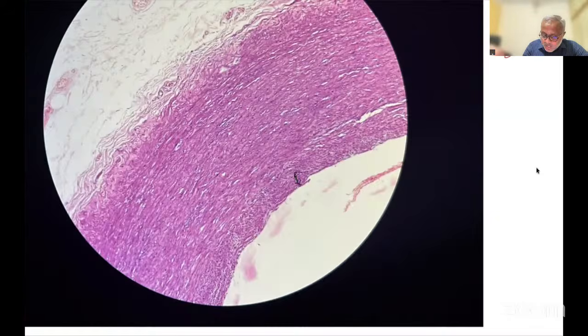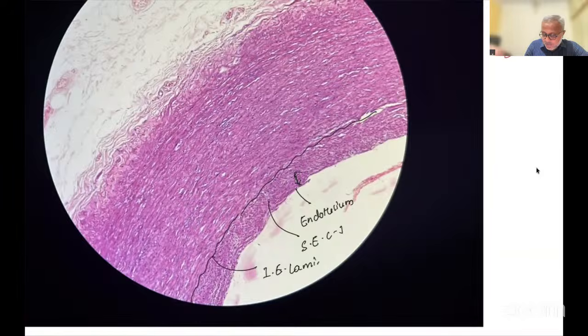Now remember, this tunica intima is made up of three sublayers again. We have the endothelium, we have the subendothelial connective tissue, and then we have something referred to as the internal elastic lamina. Right? Now, each tunica intima, let it be a medium-sized artery, a large-sized artery, or a vein, will contain all these three layers.